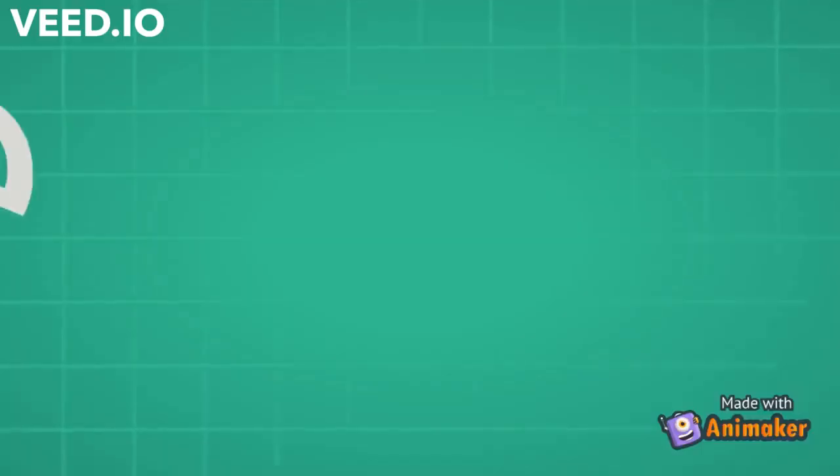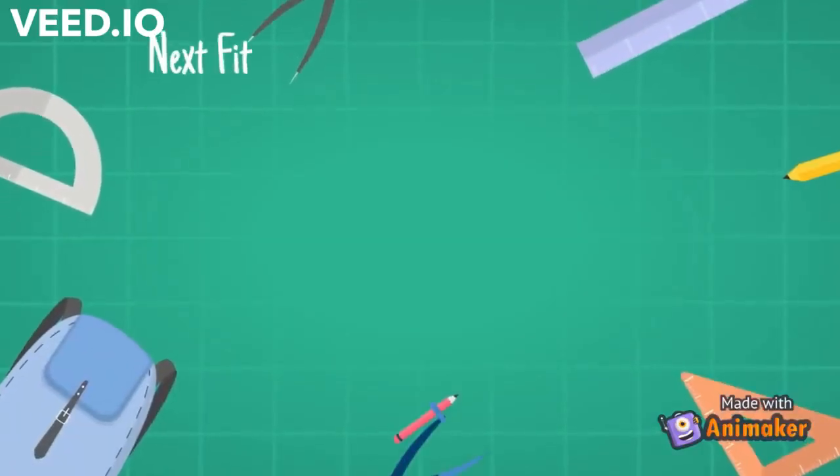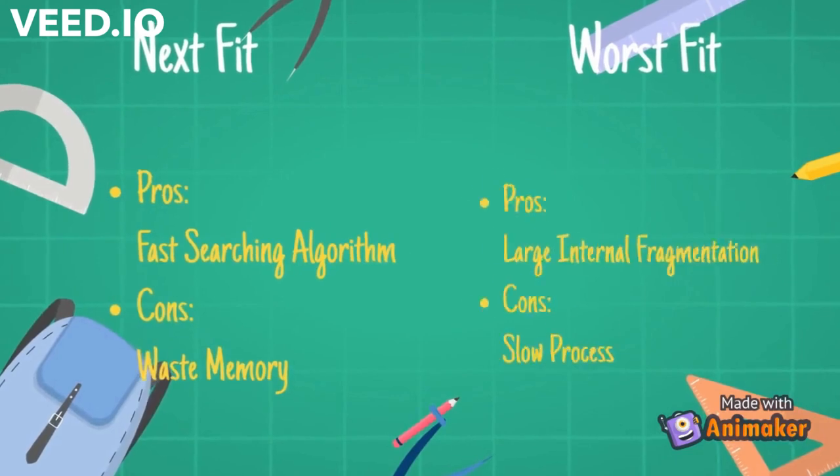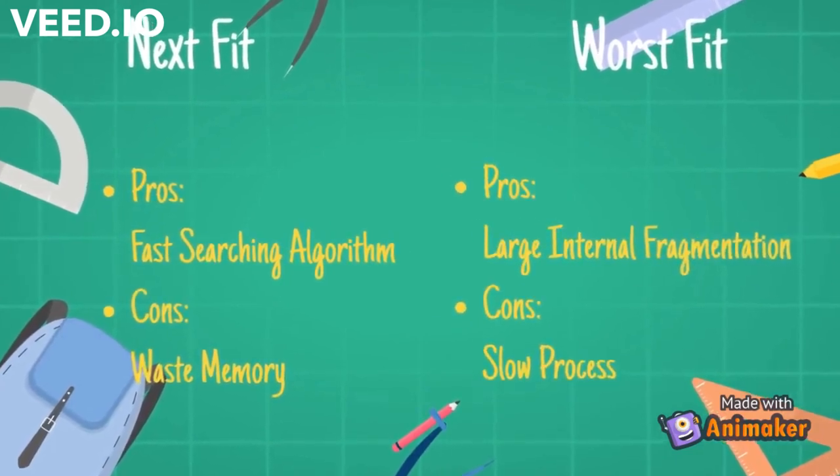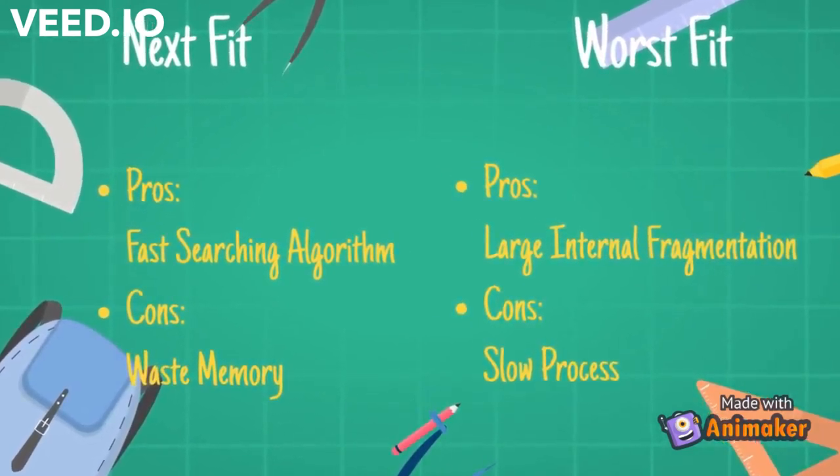To sum up, both Next Fit and Worst Fit have their pros and cons. In the case of Next Fit, it's a fast searching algorithm, but it wastes memory. For Worst Fit, it has large internal fragmentation, but it is a slow process.